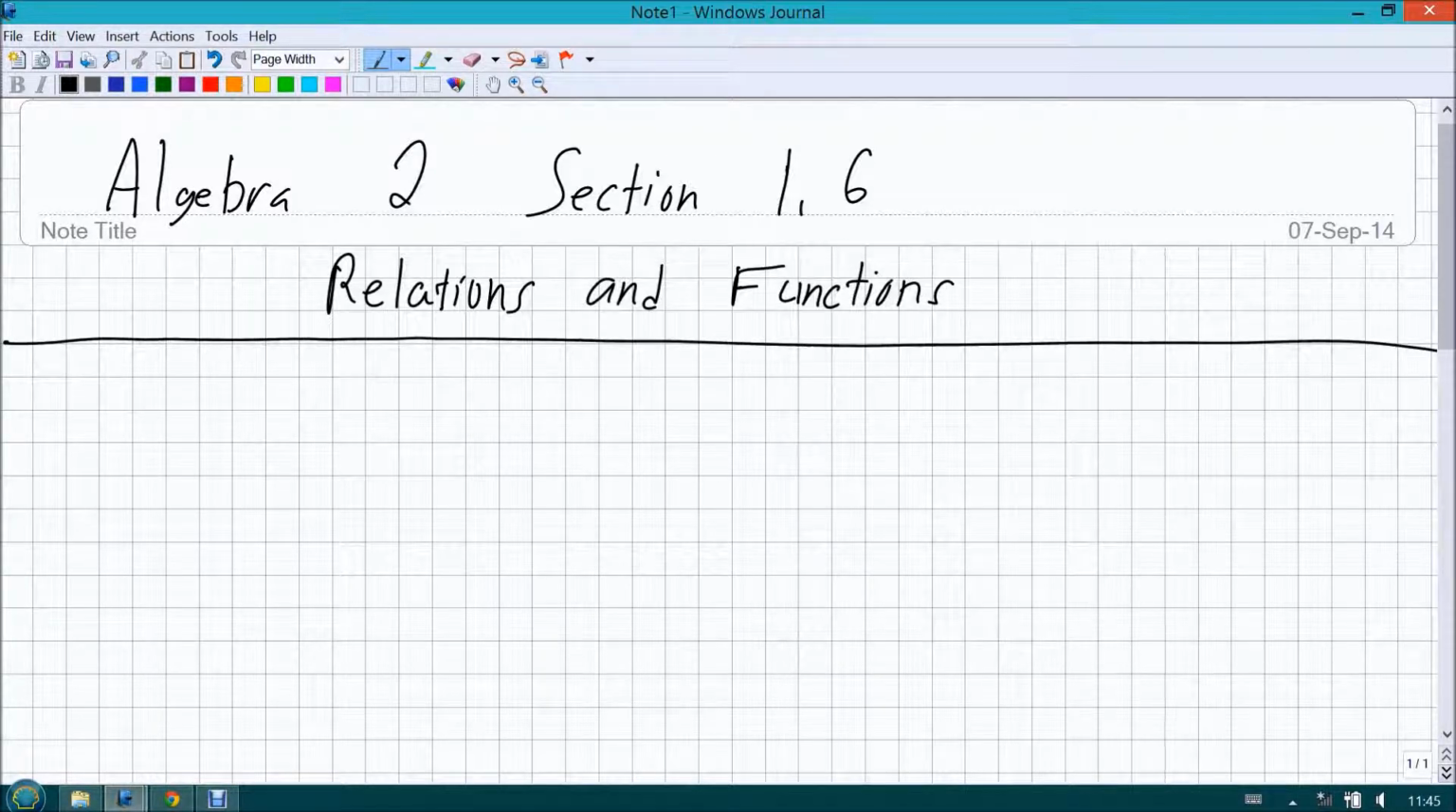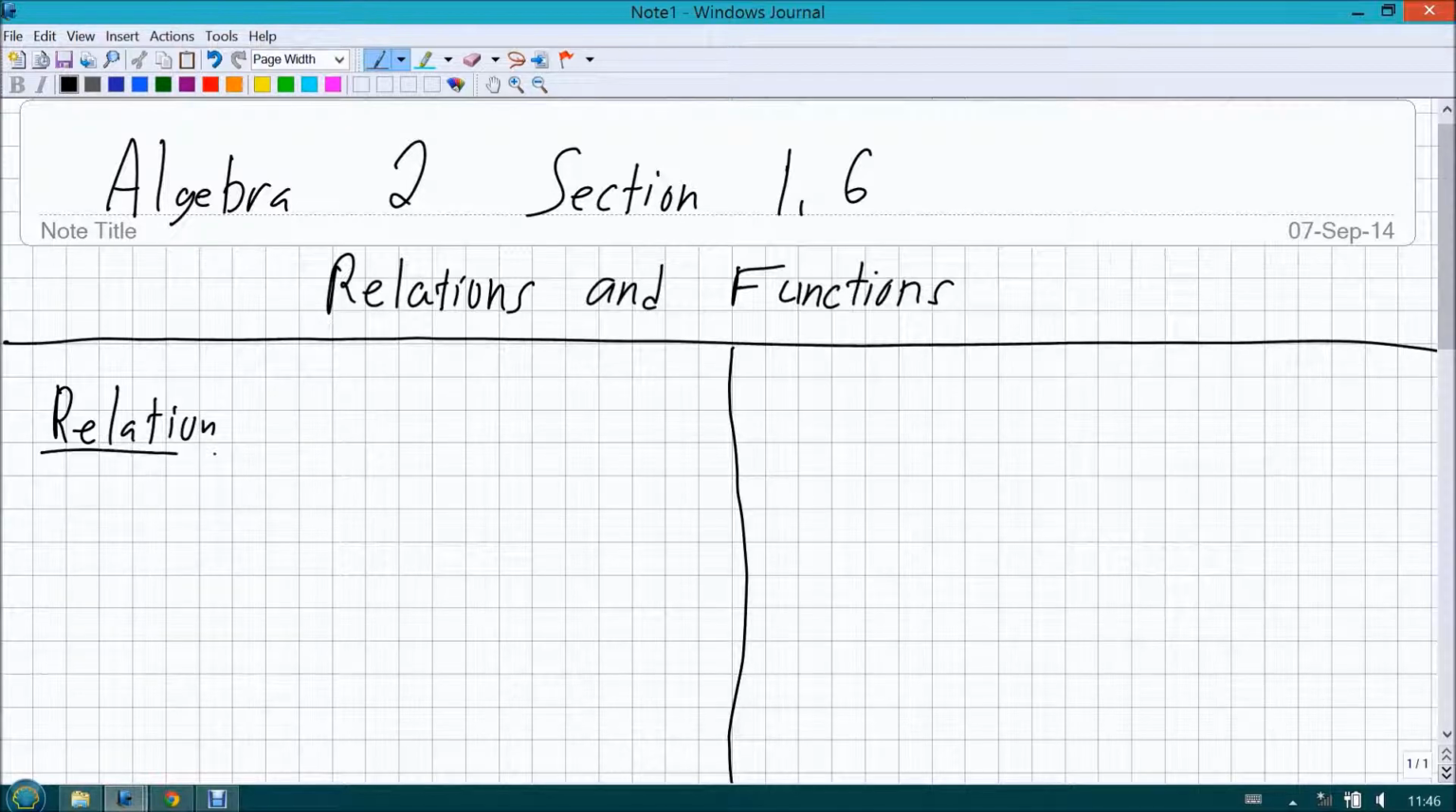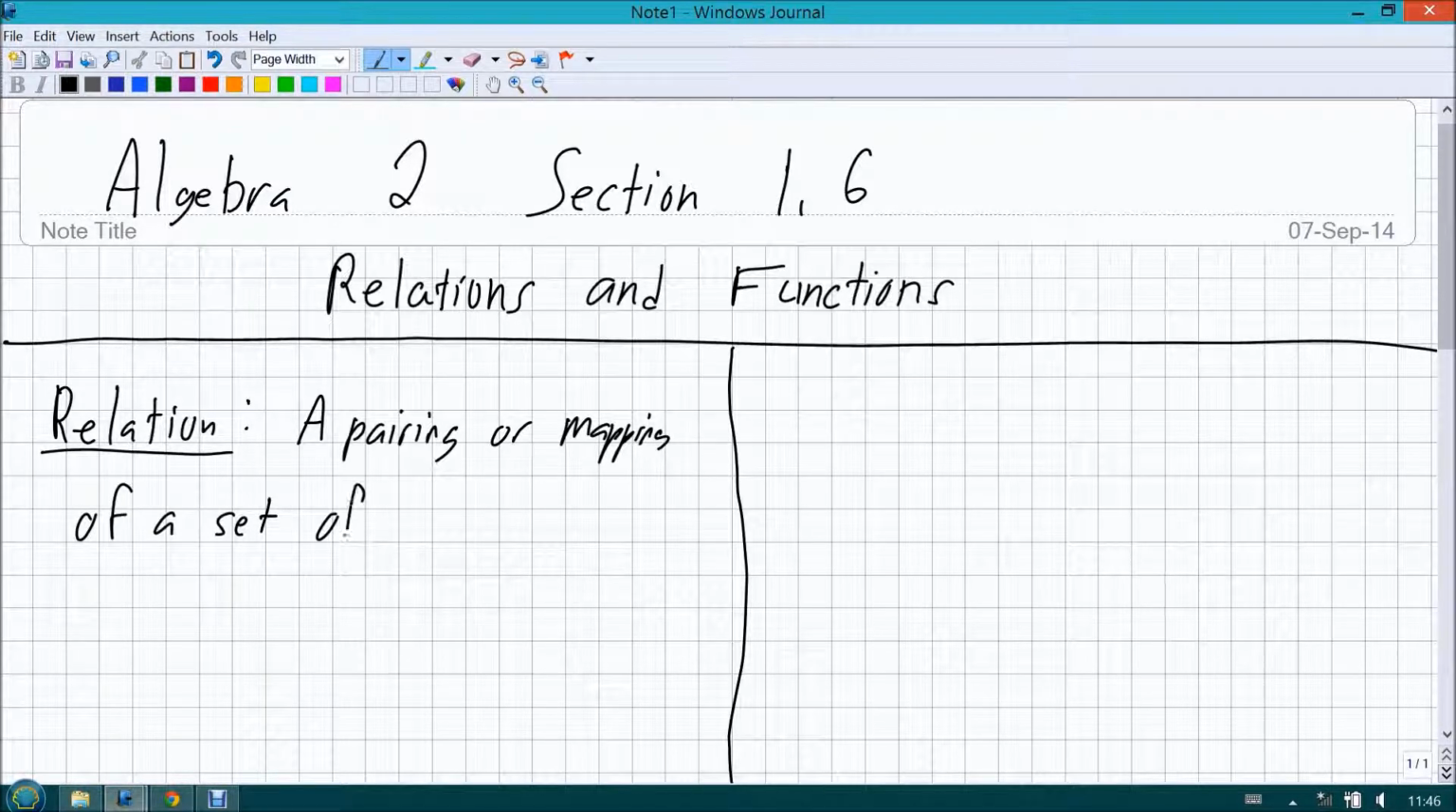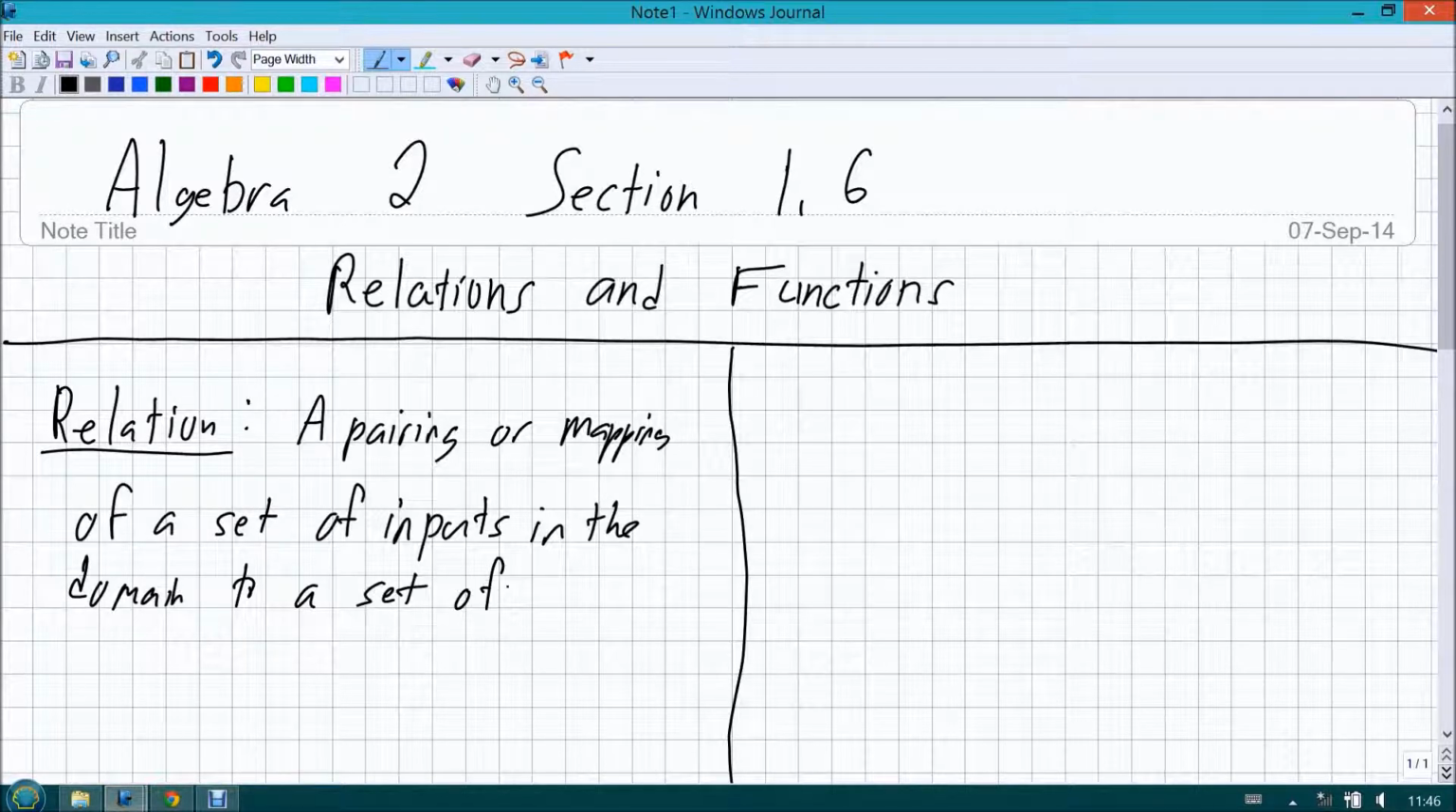Now, the first question we're going to ask ourselves is, what are relations? Well, relations are a pairing of an input in the domain to an output in the range. So let's write that down. A relation is a pairing or mapping of a set of inputs in something called a domain to a set of outputs in the range.